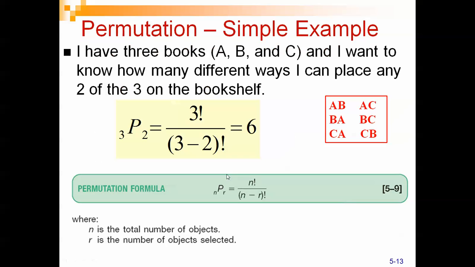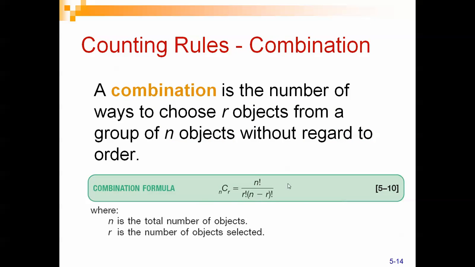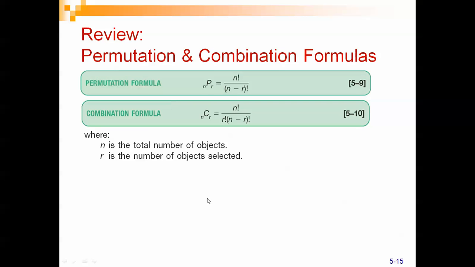And we can see that here is the permutation formula, and here is the combination formula. This is just a quick review of the permutation and combination formulas. You'll notice they're similar. And again, the main difference is that with a permutation, the order matters. So generally speaking, you're going to have more arrangements with a permutation than with a combination.